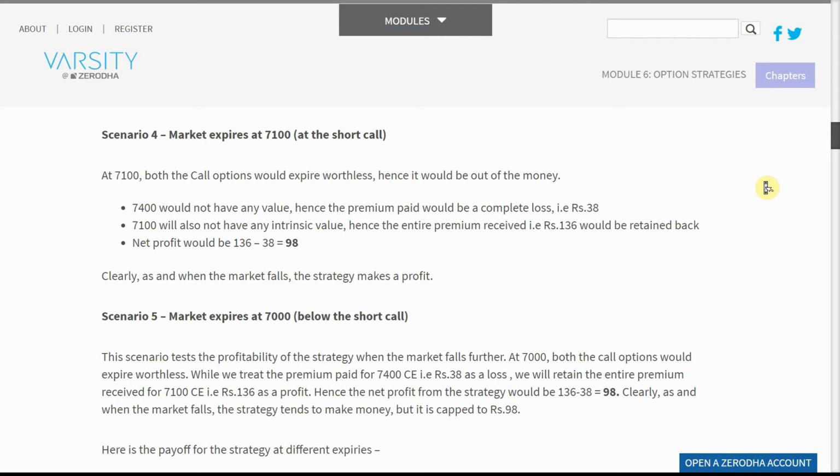Scenario 4, market expires at 7,100, at the short call. At 7,100, both the call options would expire worthless. Hence it would be out of the money. 7,400 would not have any value. Hence the premium paid would be a complete loss, i.e. 38 rupees.